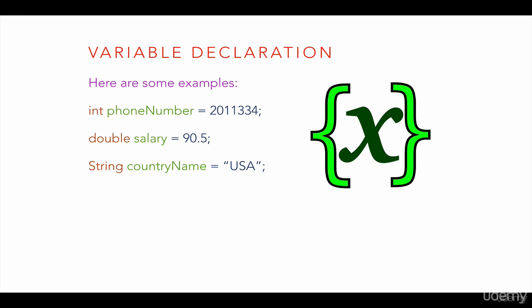Okay, int phoneNumber, and then I am assigning a number to it, and the second variable is double salary. As you can see, I am assigning a fractional value to my variable because its data type is double. Okay, for a string, countryName, as you can see, I am first writing quotes, and in between the quotes I am writing my country name, for example, USA, United States of America. Okay, that's it.